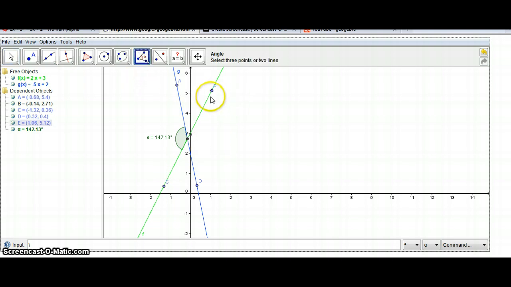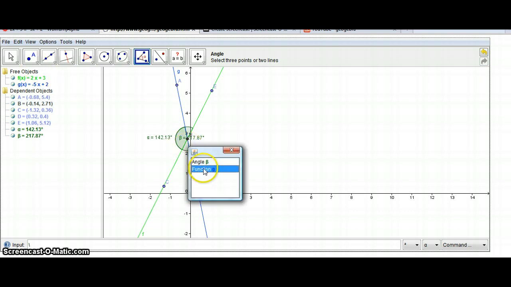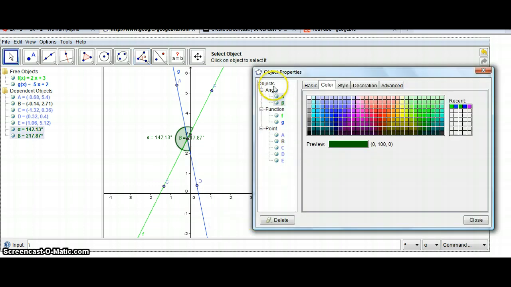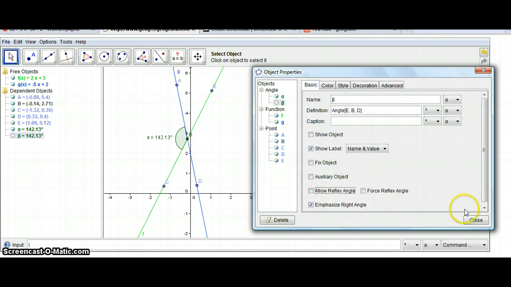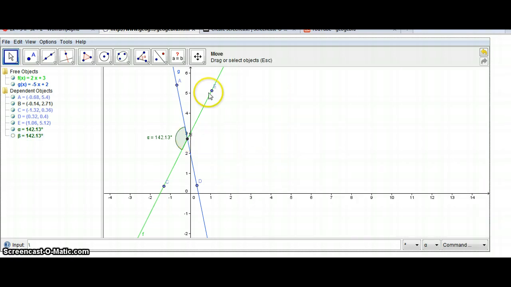So I'm going to go back to my angle tool, and I'm going to measure the angle that's on the opposite side. And it's showing the reflex angle. So I'm going to go into object properties. I'm going to go to that angle under basic. I'm going to not allow the reflex angle. And it deleted my angle. So let's try that again. There we go. And as you can see, this angle is also equal to 142.13. So we can see that these angles, all four of them, this angle from this angle is a mirror image. This angle from this angle is a mirror image.